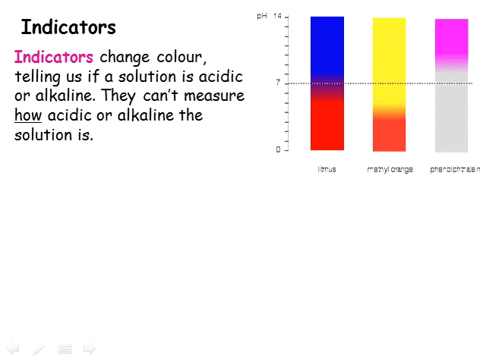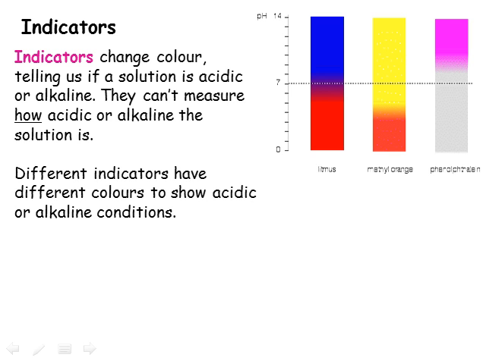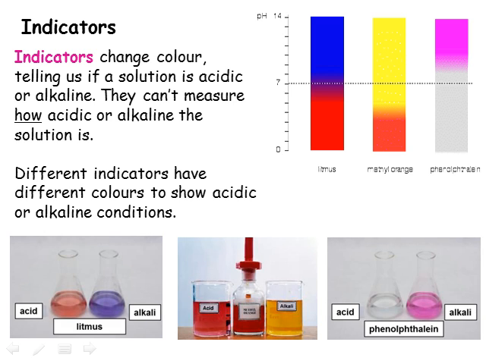Indicators are coloured dyes which change colour in acidic or alkaline conditions, allowing us to determine whether a solution is acidic or alkaline. Since they only have two colours, indicators cannot tell us how acidic or alkaline the solution is. Different indicators have different colours. For example, three of the most commonly used indicators are shown here. Litmus is pink in acidic conditions and blue in alkaline conditions. Methyl orange is red in acidic conditions and yellow in alkaline conditions, while phenolphthalein is colourless in acidic conditions and deep pink in alkaline conditions.